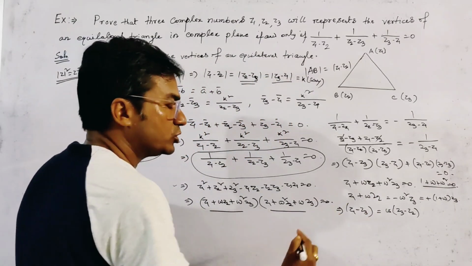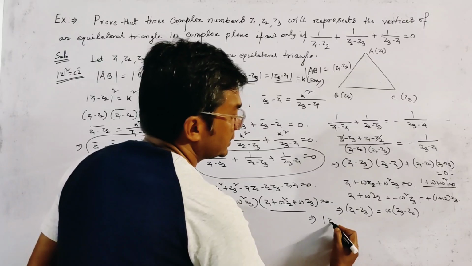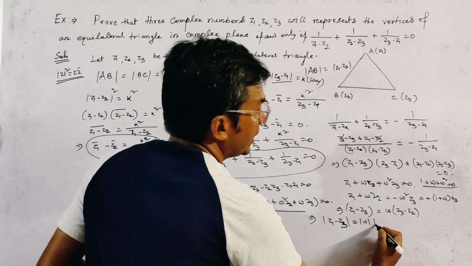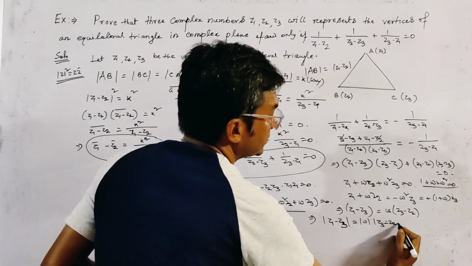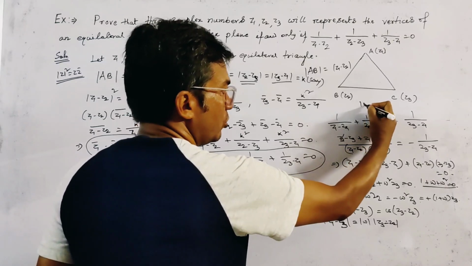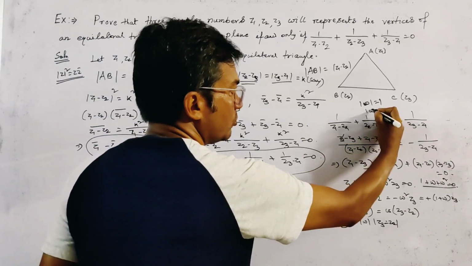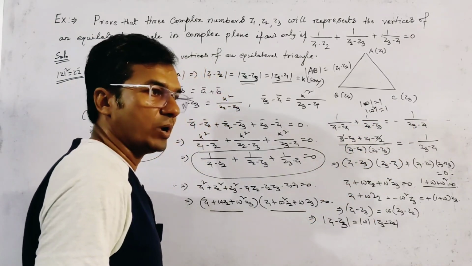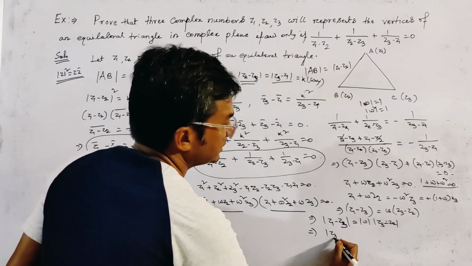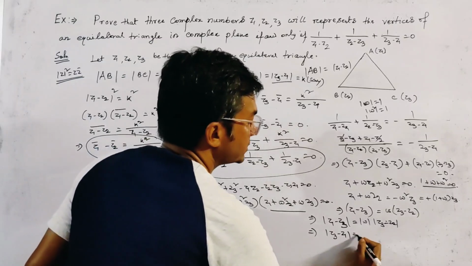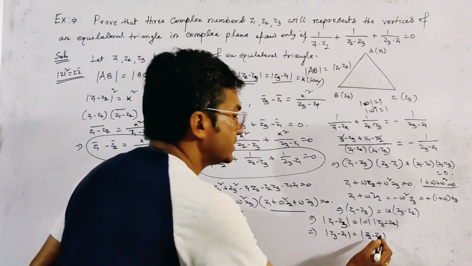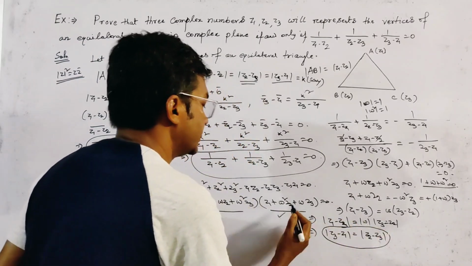Now taking mod on both sides, we get mod of Z1 minus Z3 is equal to mod of omega into mod of Z3 minus Z2. Since omega is a cube root of unity, mod omega is equal to 1, and mod omega square is also equal to 1. So putting 1, we get mod of Z3 minus Z1 is equal to mod of Z2 minus Z3. We get this result from this relation.